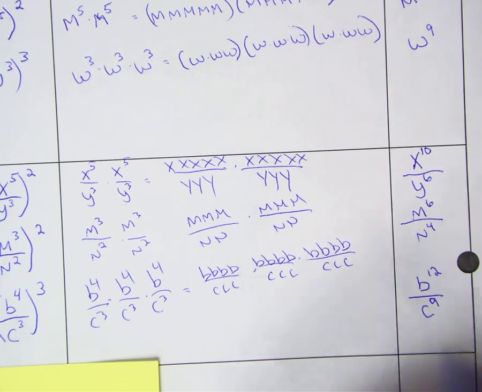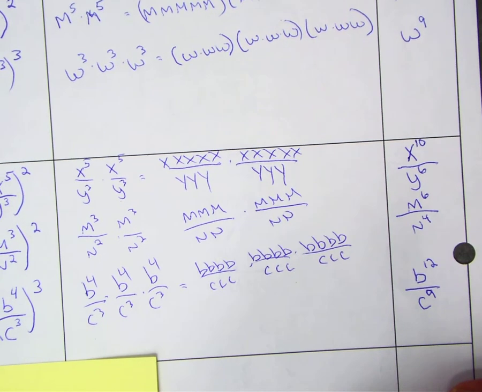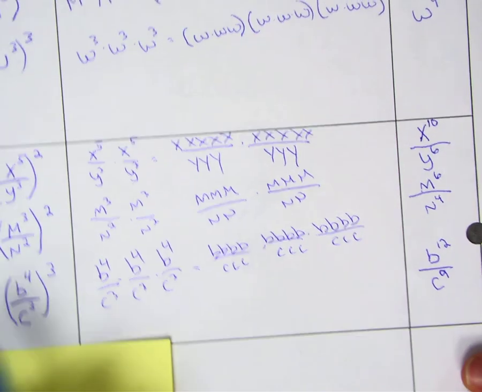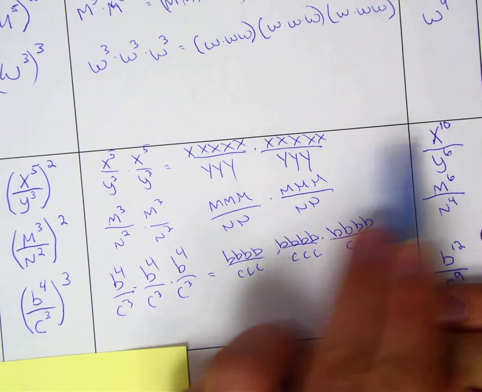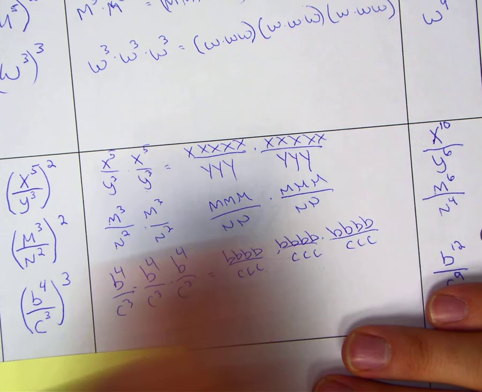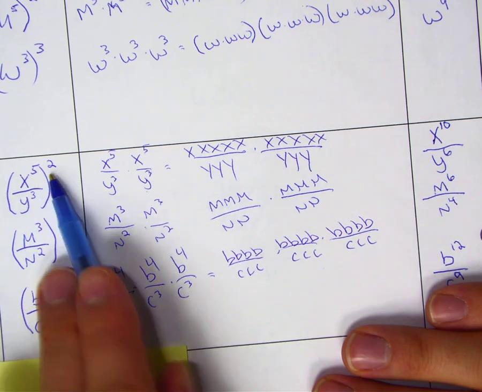All right. I hope that matched up with what your guess was. If it wasn't, then let's talk about how we get it. If we look at this, x to the 5th to the 2nd is x to the 10th. And then y to the 3rd to the 2nd is y to the 6th.